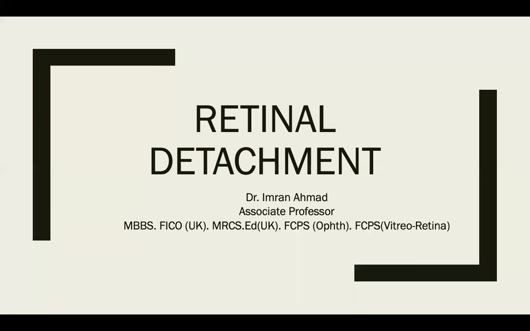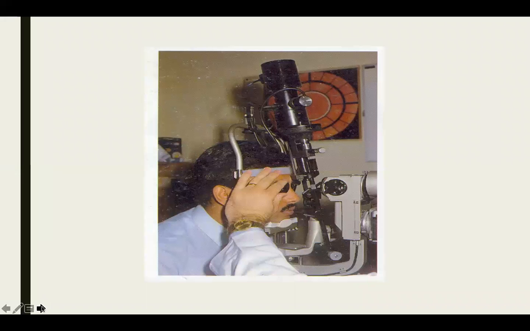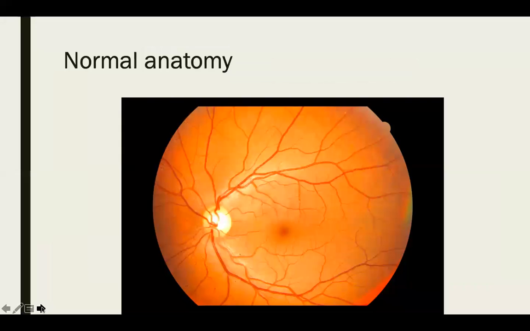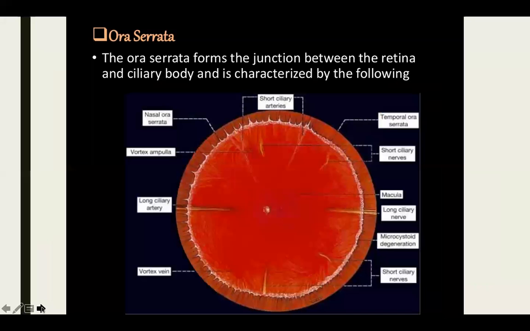Bismillahirrahmanirrahim. So again, starting with the retinal detachment. Last time we discussed briefly about the retinal detachment, and now again a quick review of what we discussed in direct ophthalmoscopy, B-scan ultrasonography, if the posterior segment of the eye is not visible, then the normal anatomy of the eye.